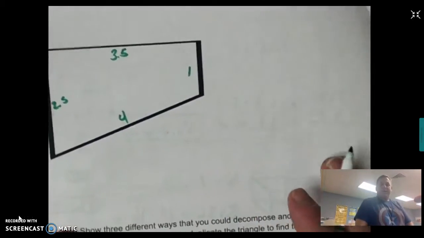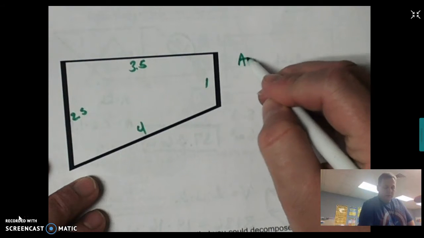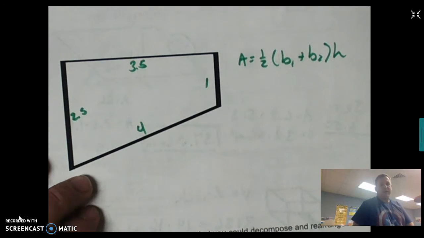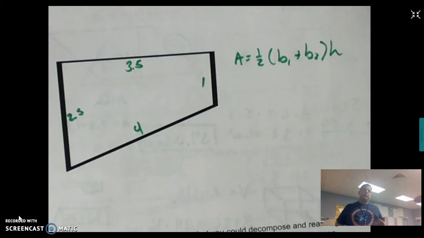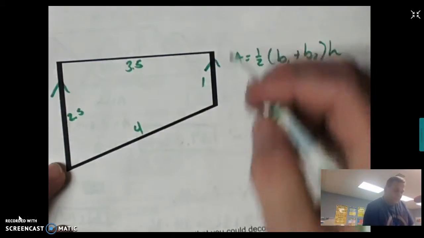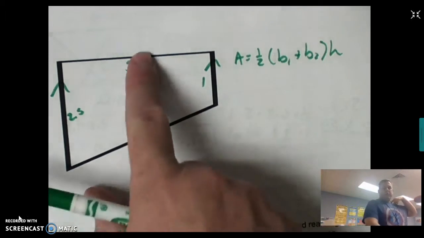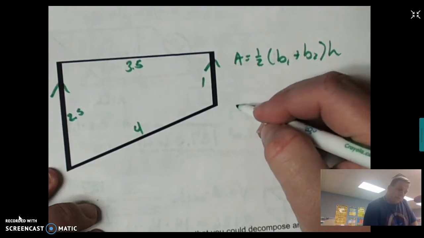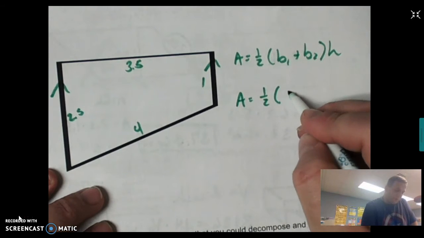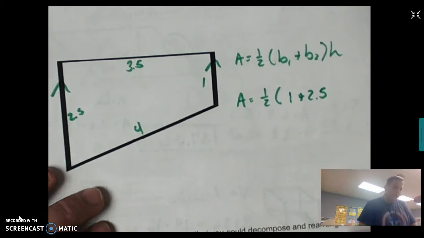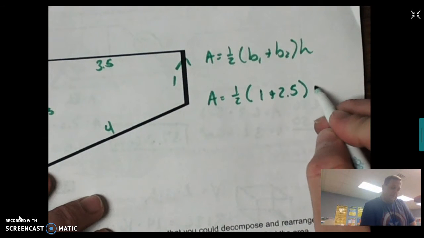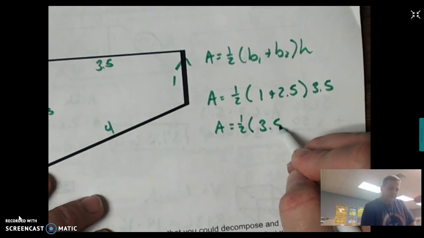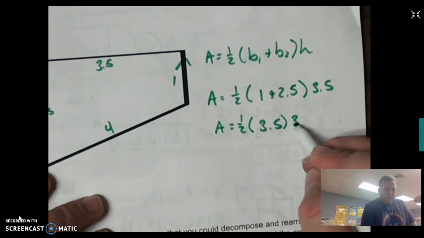So, now we talked about our formula being area is 1/2 B1 plus B2 times the height. And what we said is our B1 and B2 is our parallel lines. These are our parallel lines. Be careful that you don't use top and bottom, because this is a slant. And we don't use slants for area. So area is 1/2, 1 plus 2.5 times 3.5. So area is 1/2, 3.5 times 3.5.